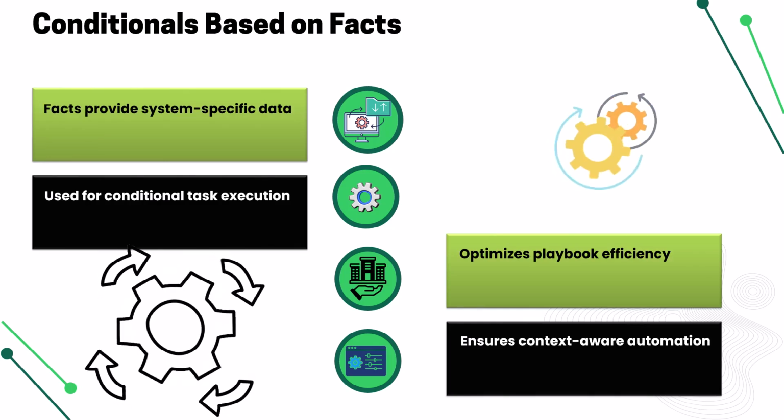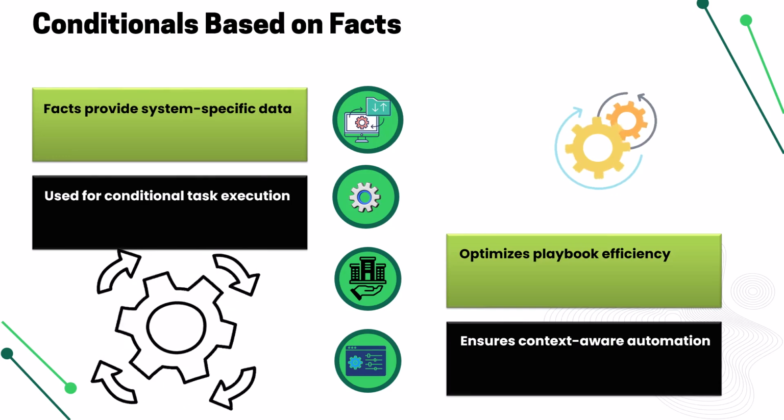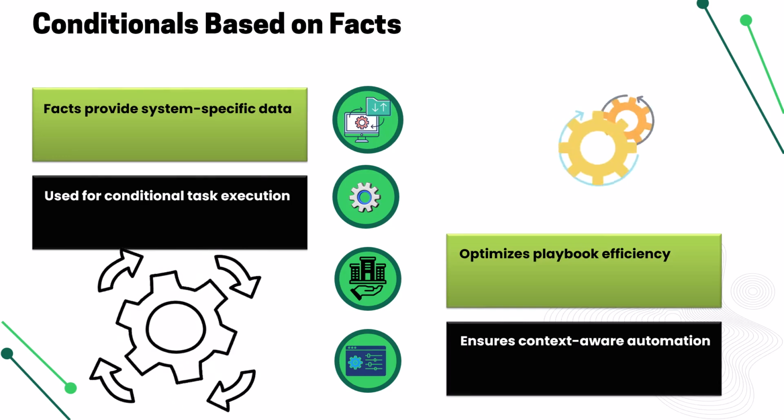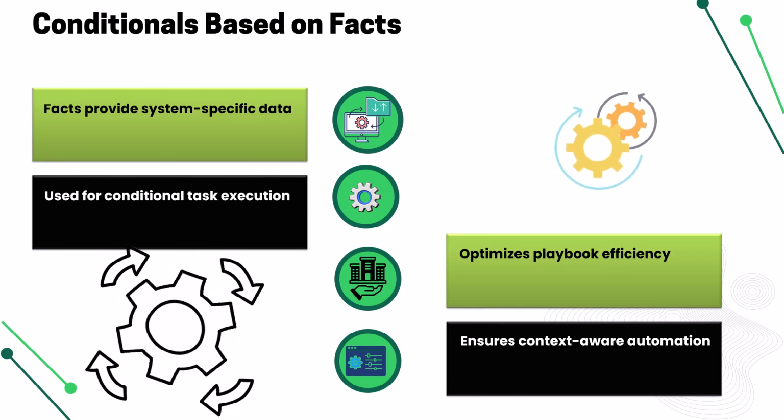Facts in Ansible are like detective clues. They help us make informed decisions. By using facts, playbooks can tailor automation to each system's reality. No more blindly executing tasks, only what's needed when it's needed. A little detective work makes all the difference.